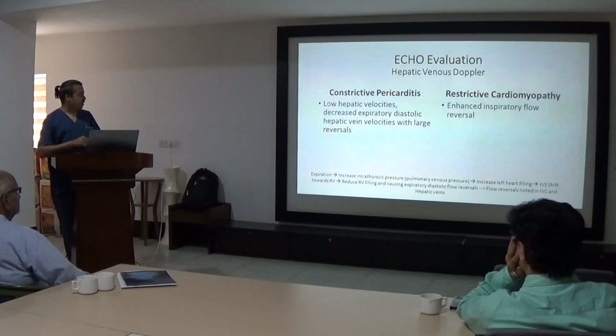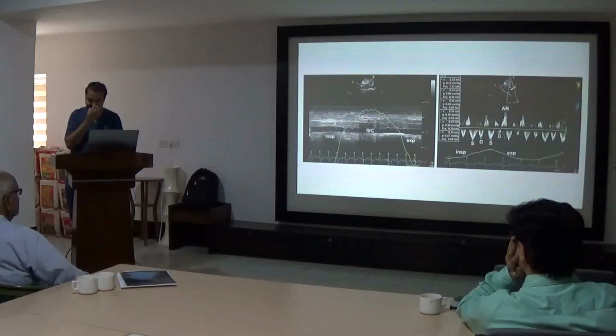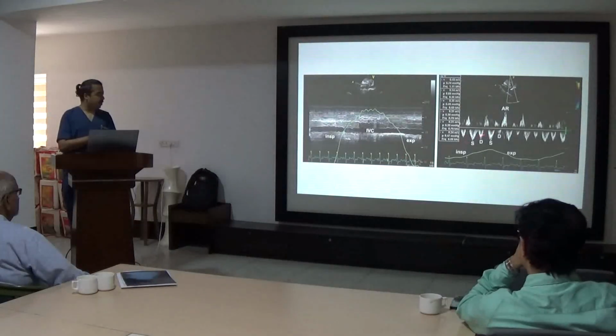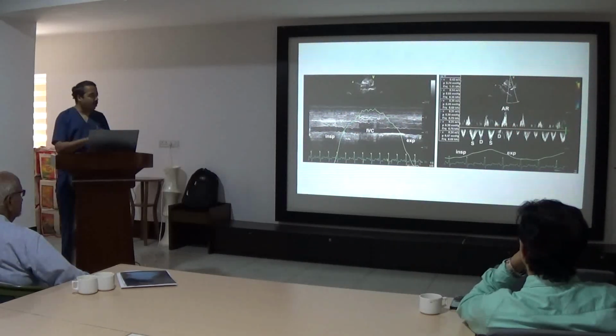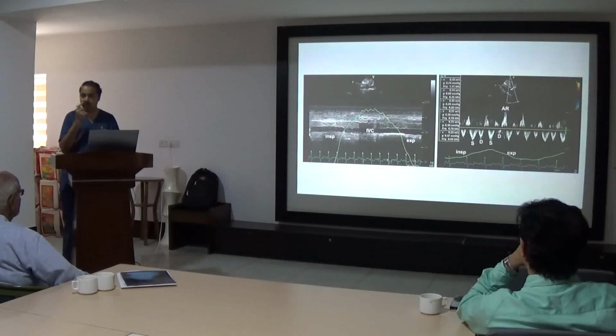diastolic reversal. Low hepatic velocities will be there. There will be decreased expiratory diastolic hepatic vein velocities with large reversals will be there because of fullness of ventricles. So this is expiratory reversal. Generally in pulmonary hepatic vein, this kind of positive wave is not seen. If it is seen, it is diastolic reversal, and that is because of some diastolic dysfunction. Although in normal diastolic failure also, post MI, small diastolic reversal can be seen, but not so prominent.